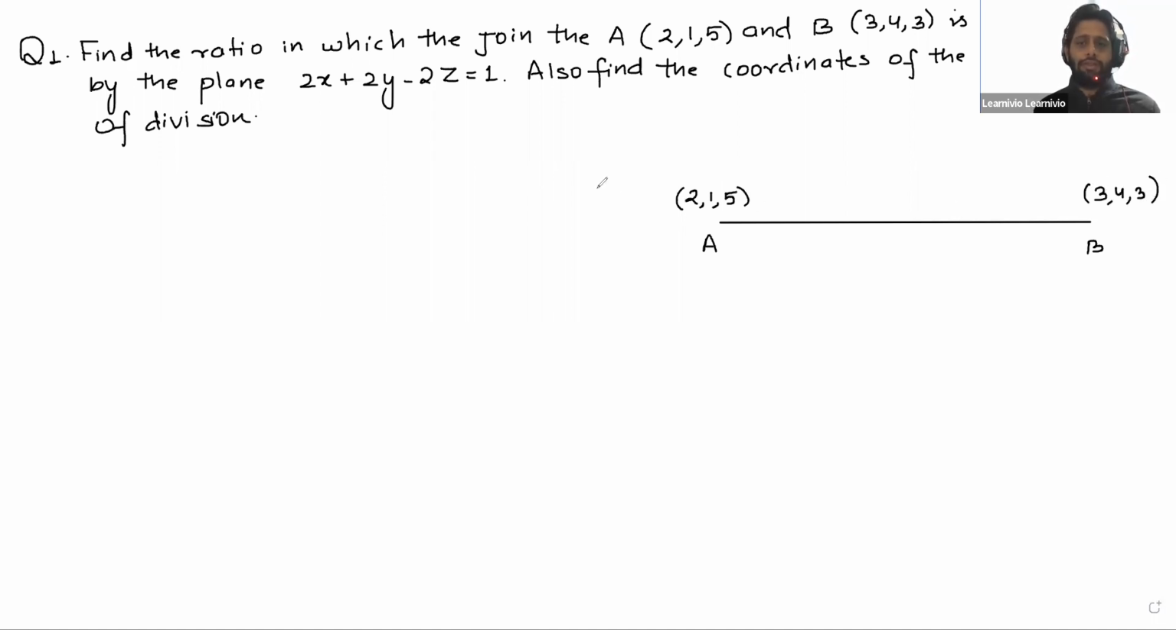Now they're saying that this line is divided by the plane. Suppose the plane is dividing this line at this point. The equation of the plane is given. We need to find the coordinates of the point of division. That means we need to find C. So suppose the coordinates we have taken are x, y, and z. So we need to find this x, y, and z. So Krishna, Yusra, and Hothvika, any idea how can we find this?